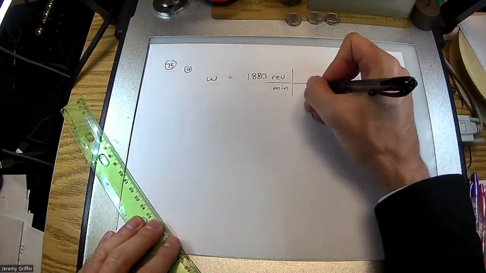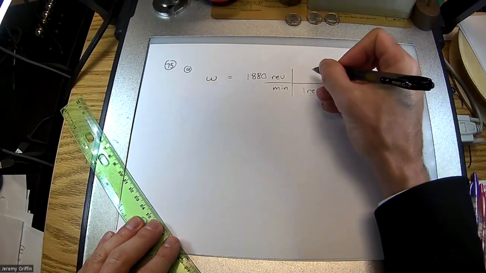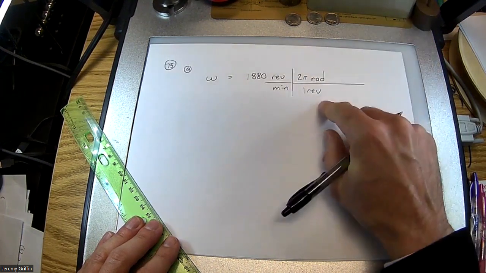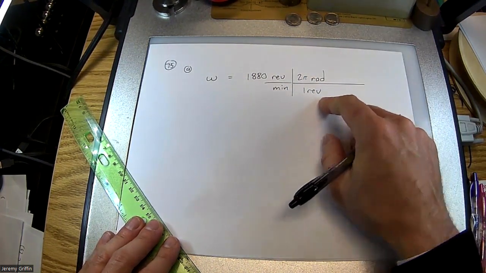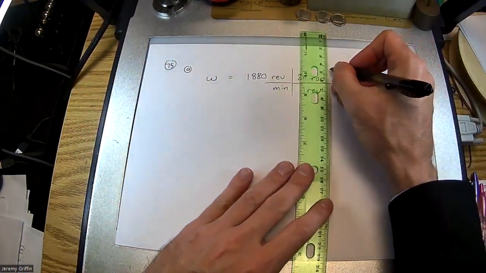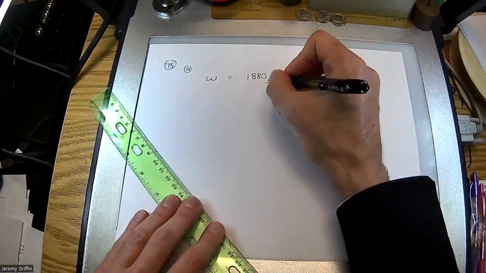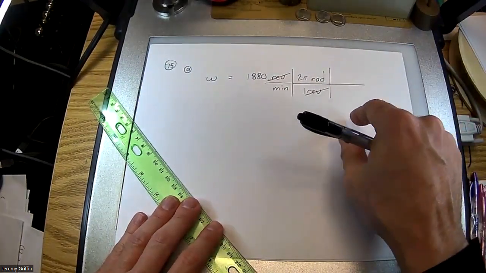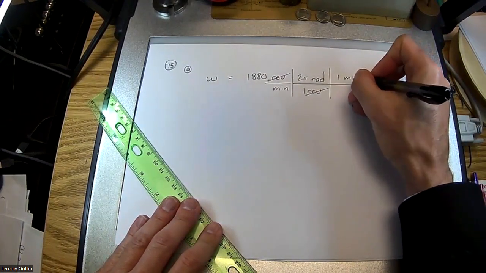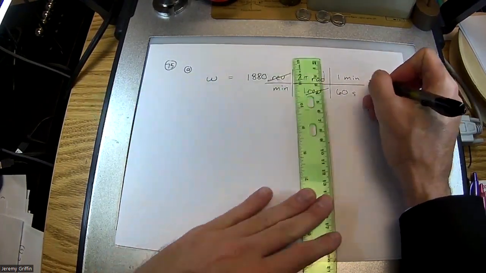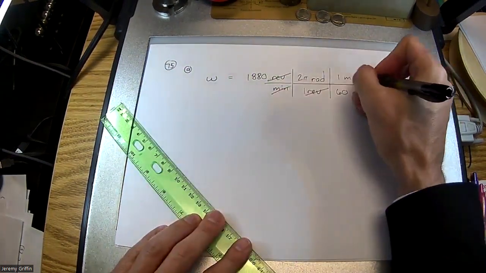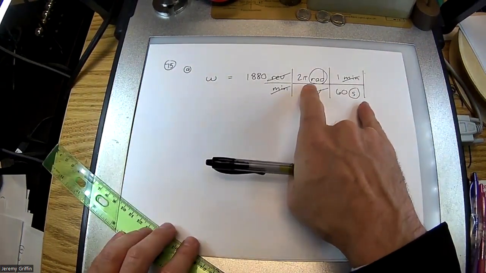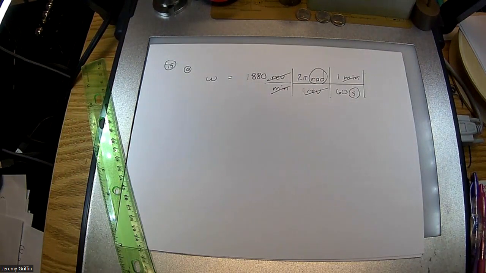So hopefully you said one revolution is equal to how many radians? 2 pi, right? You've seen that quite a few times so far. 2 pi radians in one revolution, kind of like circumference equals 2 pi r is a specific version of that. We also need to convert minutes into seconds to get radians per second. So 1 minute is 60 seconds. And that's going to give us some number in radians per second. So look, unit conversion right there.